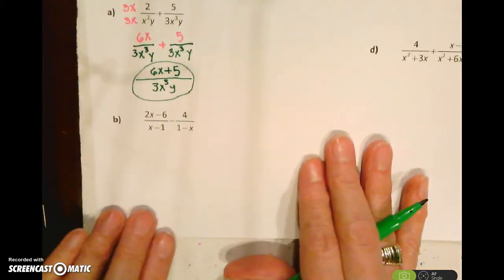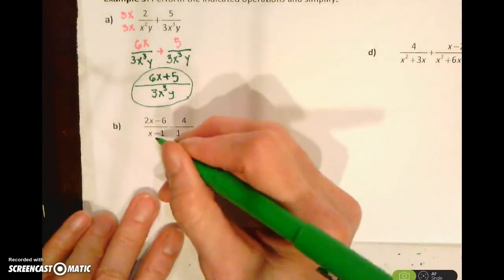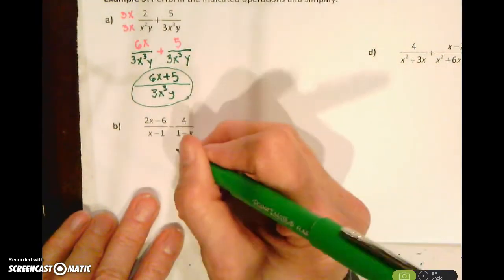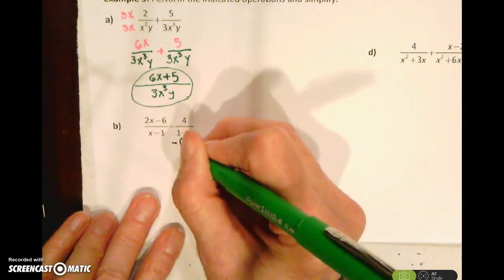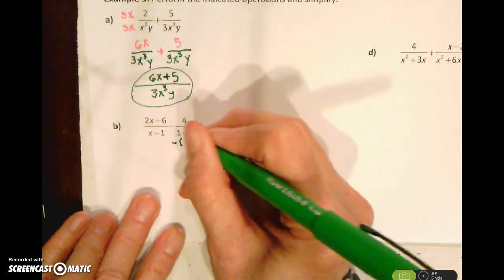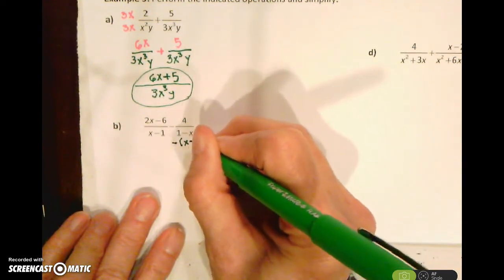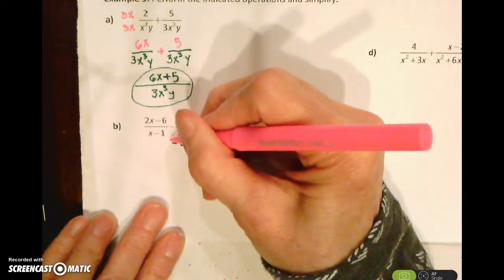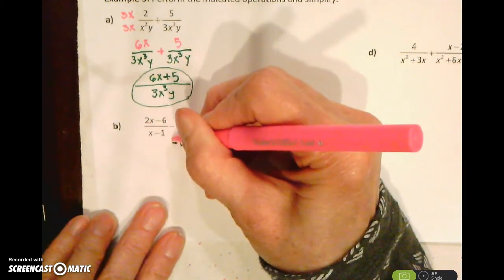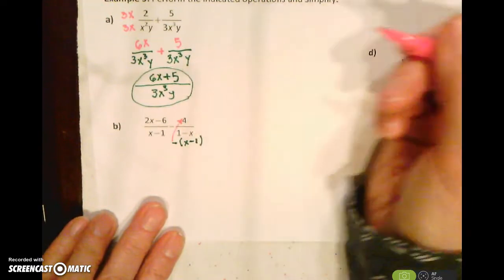B, the denominators do not look the same, but I see that they are opposites of each other. So what I'm going to do is factor a -1 out of this one. It's going to turn the order around to make it x minus 1. So the easiest thing to do with this is to flip this and put it in the numerator.